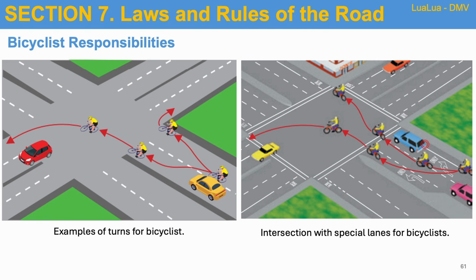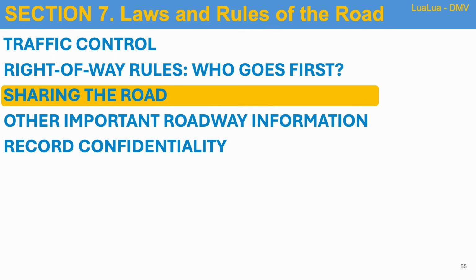Make left and right turns in the same way drivers do, using hand signals and turn lanes. Use a bike lane whenever possible, or use a through traffic lane. Have fully functional brakes. Bicycling at night. When it is dark out, bicyclists should avoid wearing dark clothing.